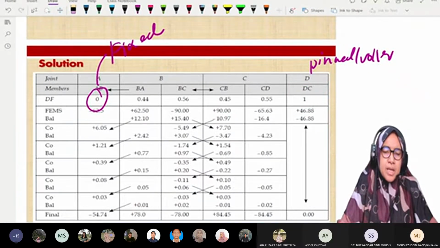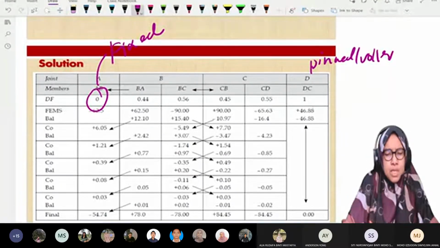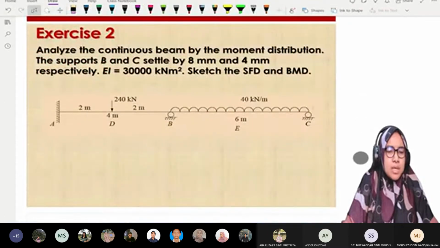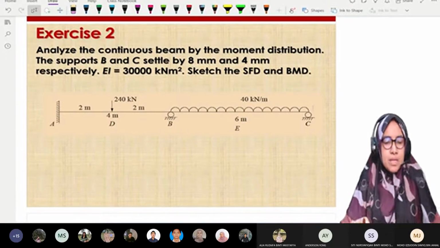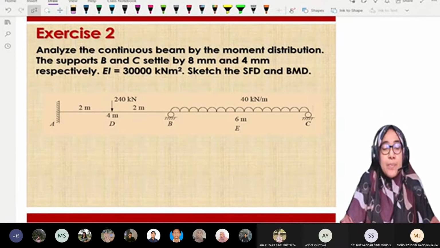Kejap saya tengok. Okay, 46 ni kali dengan 1, negatif 46. Negatif 46 should be carry over. Yang ni patut carry over sini. Kita skip lah example ni, macam ada problem je. Okay, exercise: analyze continuous beam by moment distribution method. Yang ni support settlement. Yang ni kita akan buat esok kelas 2 jam.